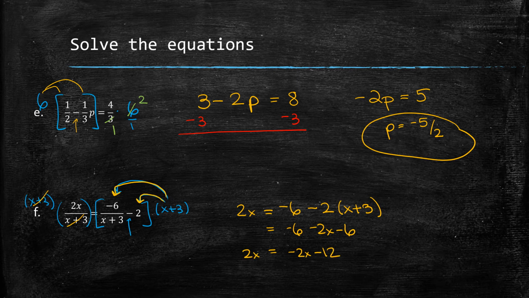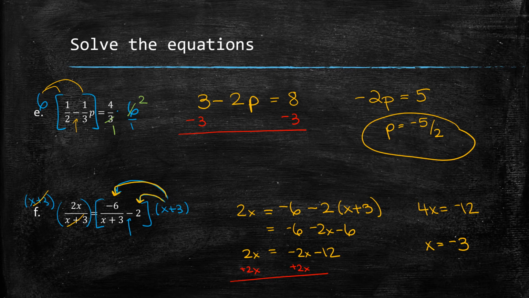I'm going to add 2x to both sides. And then I have 4 times x is equal to negative 12. Divide both sides by 4. And I come up with x is equal to negative 3.